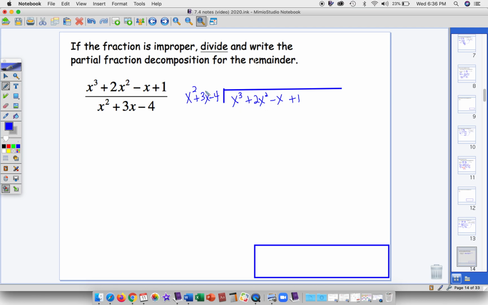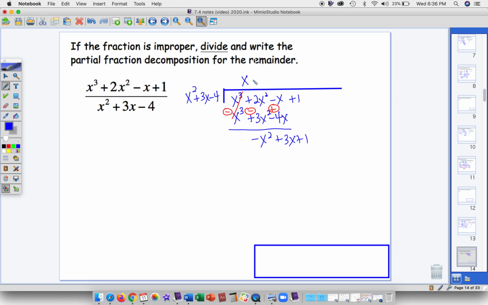Okay, so I'm going to start by dividing x squared into x cubed. That goes x times, and then distribute. So I have x cubed plus 3x squared minus 4x. I'm going to change all of the signs, so that becomes a minus, minus, plus. These terms drop out. I have negative x squared plus 3x plus 1.